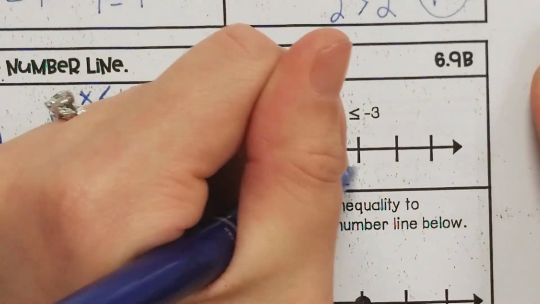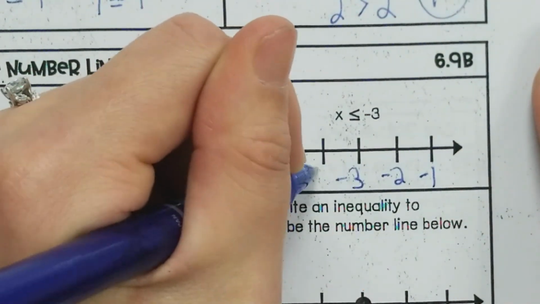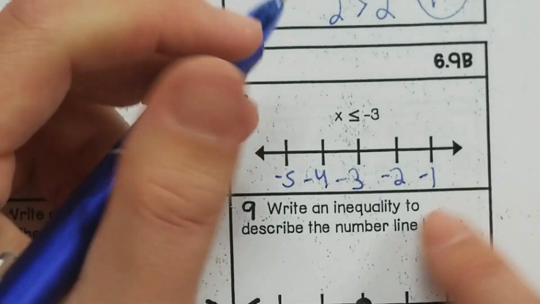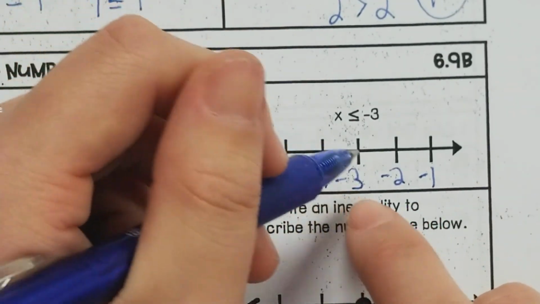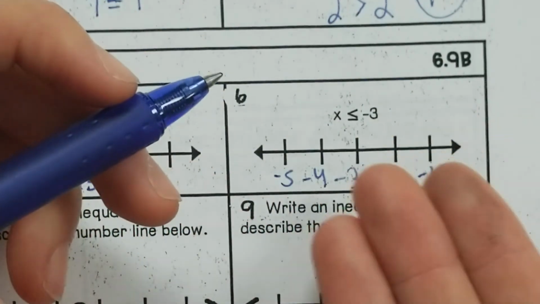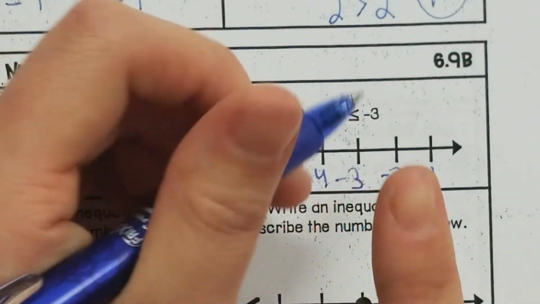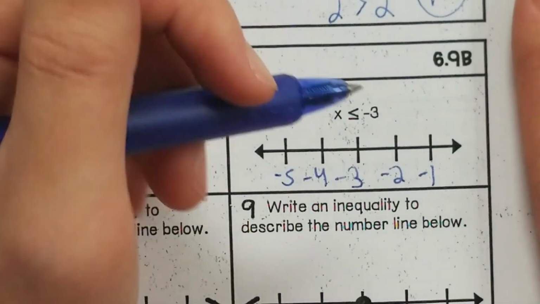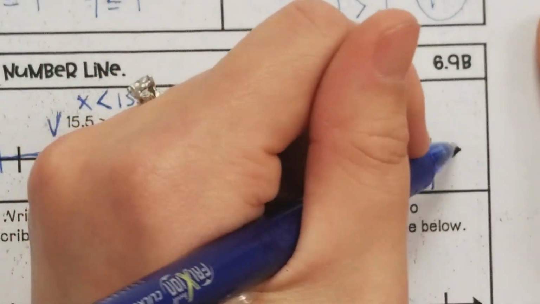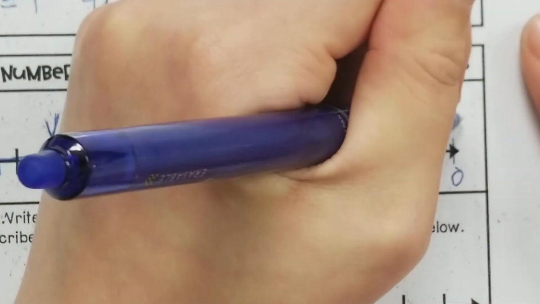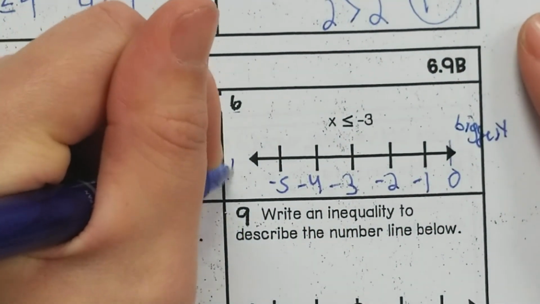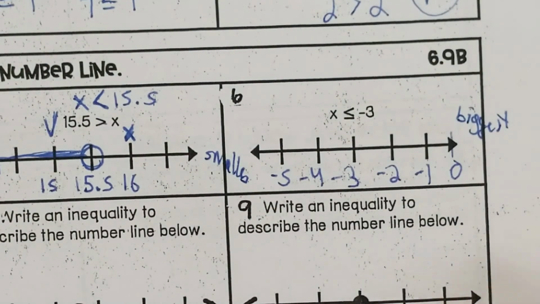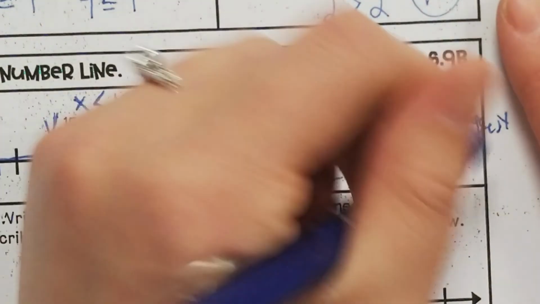Number 6. I'm going to tell you right now, the biggest reason why people will probably get this wrong is because instead of doing -5, -4, -3, -2, -1, they probably had it flipped. So they did -1, -2, -3, -4, and so on. If you do that, just please remember your number line starts from 0. And so this is always the biggest, and this is always the smallest. And so the smaller numbers go on the left, and the bigger numbers go on the right.